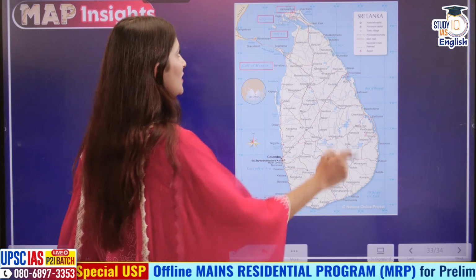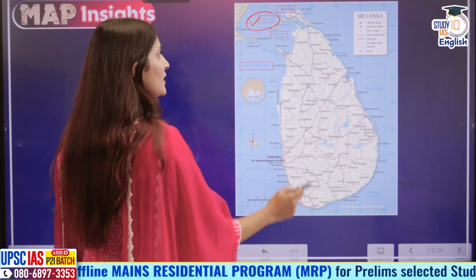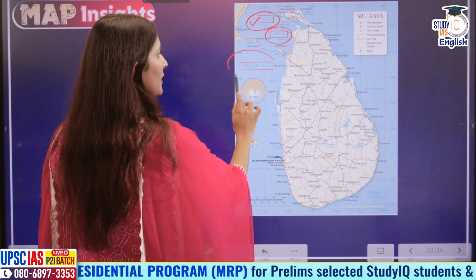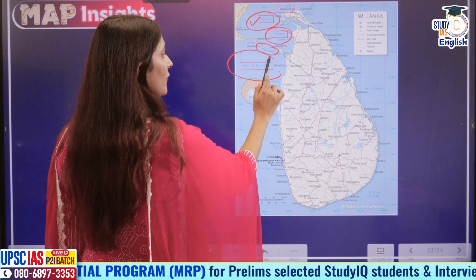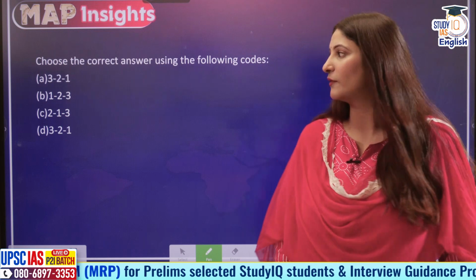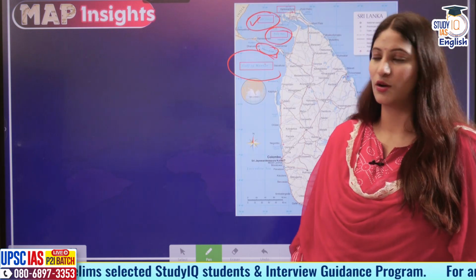As you see, here is Sri Lanka. Then we have Palk Strait. First, from north to south, we have to go. Then here we have the Palk Bay. And finally, we have the Gulf of Mannar. Between Palk Bay and Gulf of Mannar, we have the Adams Bridge as well. So Palk Strait, Palk Bay and Gulf of Mannar, 1, 2, 3 will be the correct answer, option B.